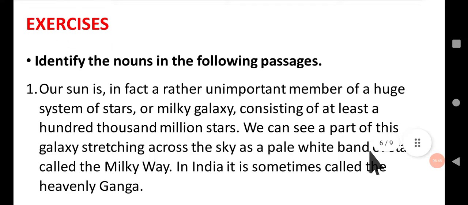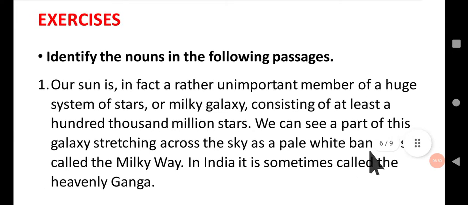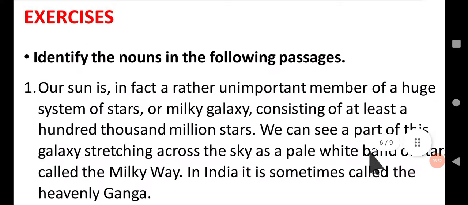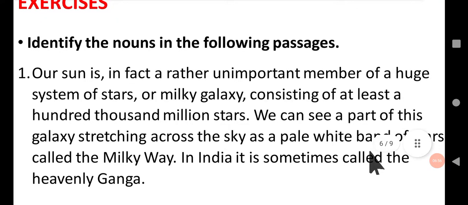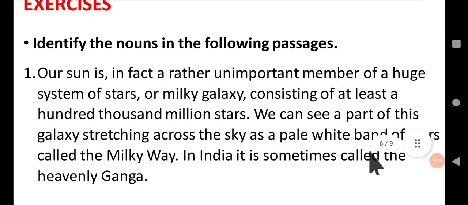Now the important part here, that is exercises: identify the nouns in the following passages. Okay, these exercises are very important, like I said, because these exercises might be asked in your semester examination. So the explanation you all know, I think you all got this explanation before, but these exercises are very important.